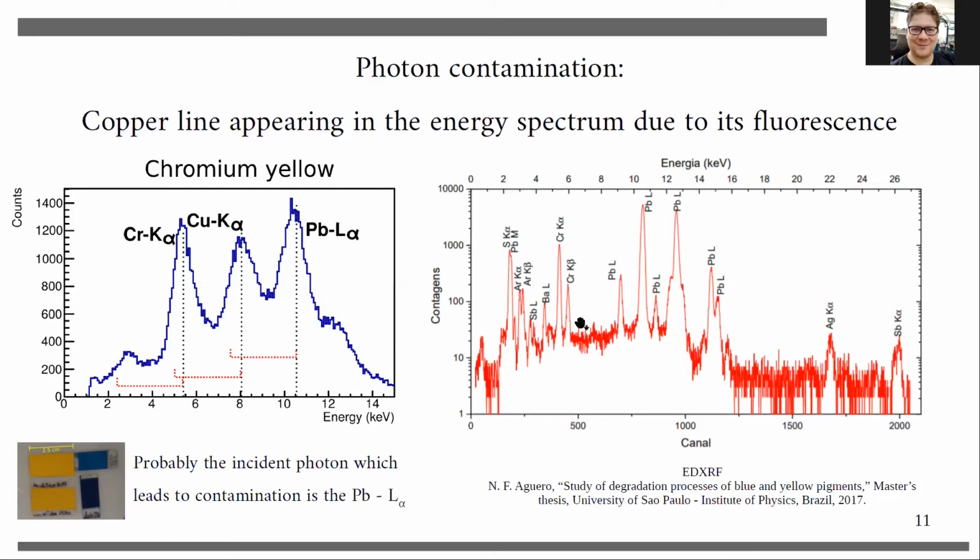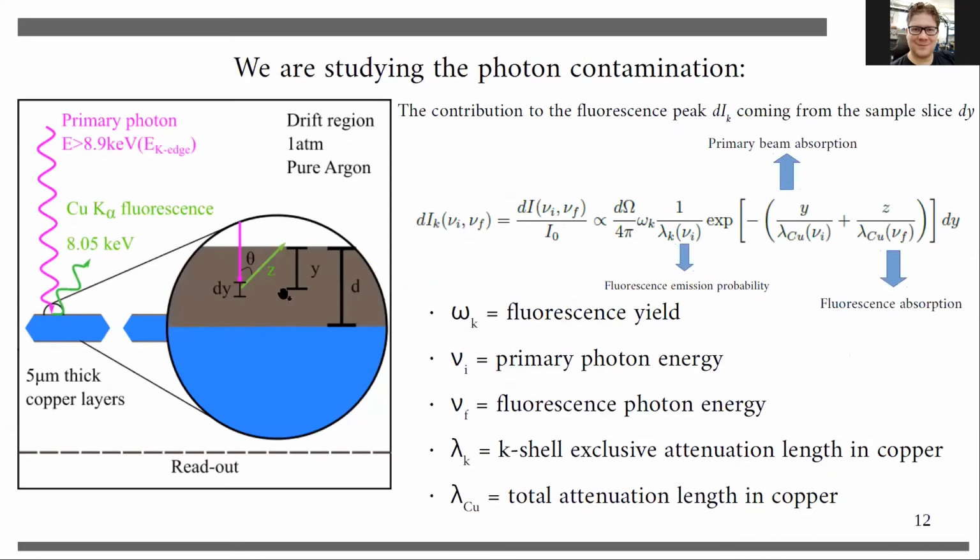So why does this copper peak appear? It appears because we can have fluorescence of the copper, which composes the GEM foil. So the primary electron can come here and does not interact in this drift region, and then it interacts here in this thin copper foil that we have, and then it creates a fluorescence photon.